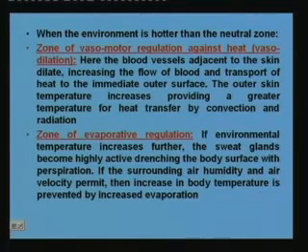The second step is what is known as zone of evaporative regulation. If environmental temperature increases further, the sweat glands become highly active, drenching the body surface with perspiration. If the surrounding air humidity and air velocity permit, then increase in body temperature is prevented by increased evaporation. This also we normally experience on a hot day, when the outside temperature becomes very high, then the vasodilation is not sufficient. Some other mechanism should come into picture so that body can reject heat. This mechanism is what is known as zone of evaporative regulation.